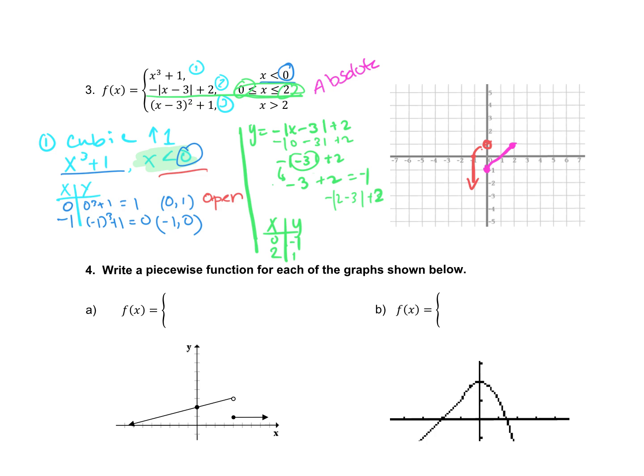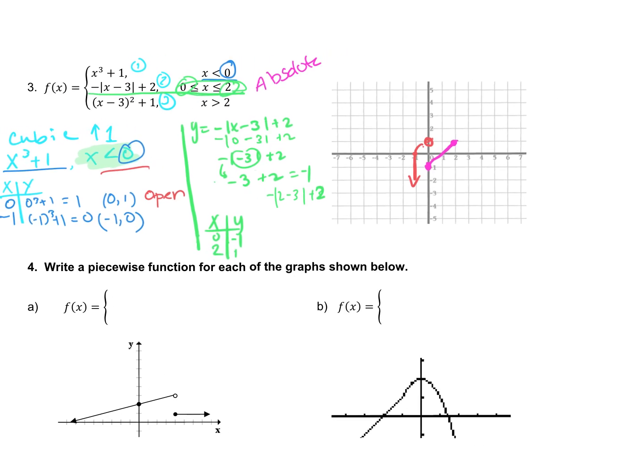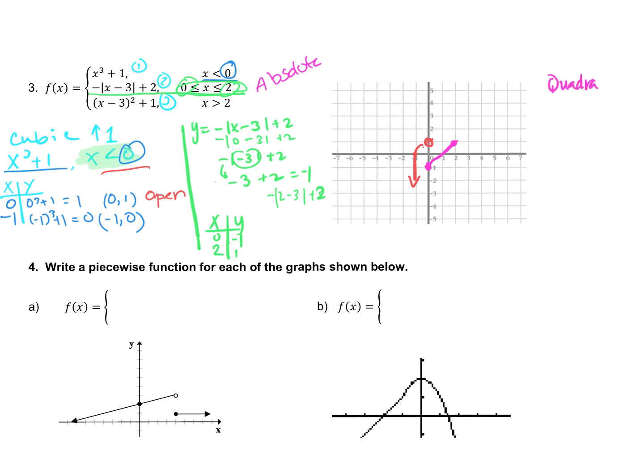The next one we're going to do is do the math over here, quadratic. Okay, so the third one we have is a quadratic. It looks like it shifts up vertically 1, and it shifts horizontally to the right 3. So if you visualize what that looks like.